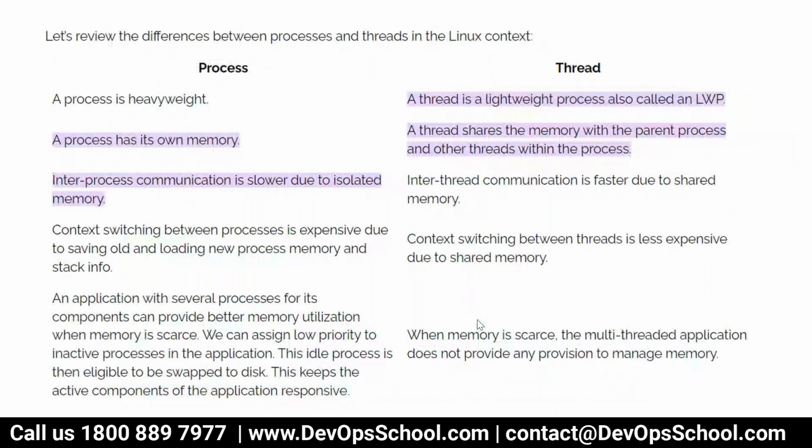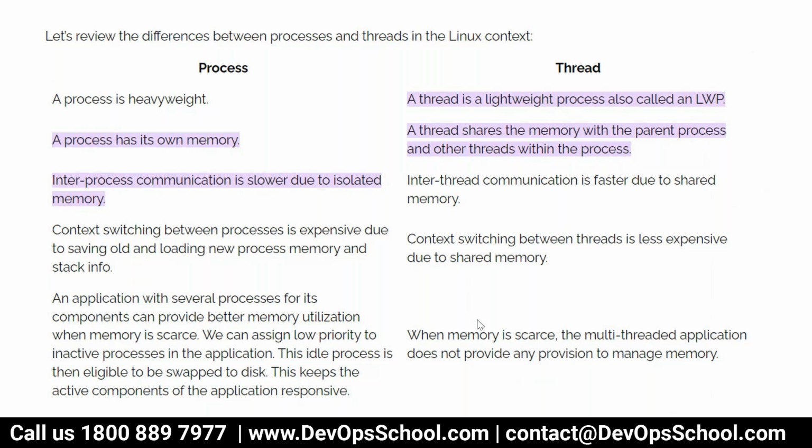So this will be an interview question, so please take a note of it. They'll ask you the difference between process and thread. You can say a process is heavyweight, whereas a thread is lightweight. A thread is called an LWP. A process has its own memory, but threads share the memory with the parent process and other threads within the process. Inter-process communication is slower. That means when one process wants to talk to another process, it is slower due to isolated memory, but here it is much faster. Inter-thread communication is faster due to shared memory.